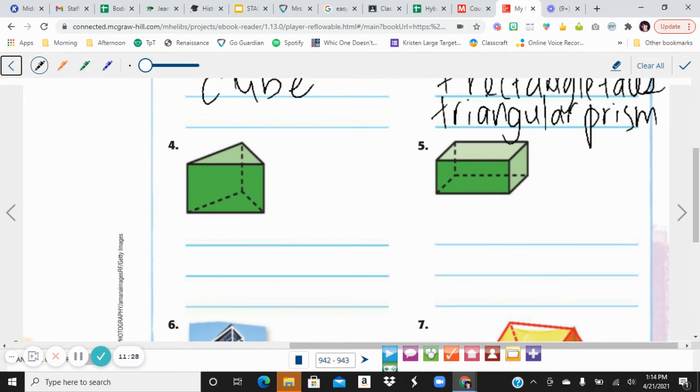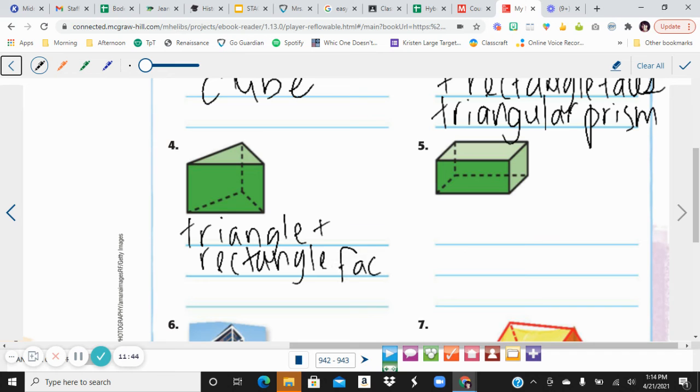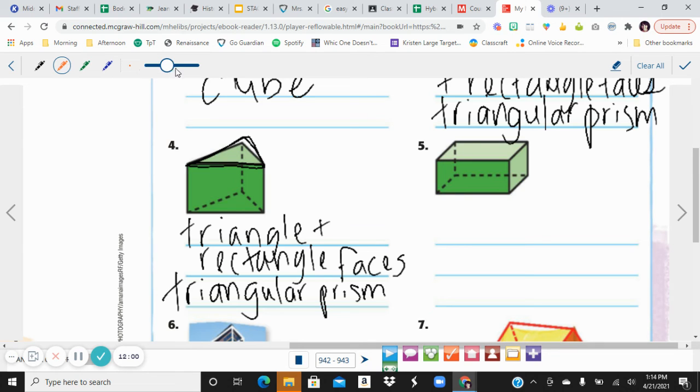I'll go down to 4 and 5. I've got triangle faces and rectangles. So I'm going to say triangle plus rectangle faces. If there is a triangle face at all, which this one has one, it is a triangular prism. If you see a triangle anywhere in your shape, and this one has a triangle right there, it is a triangular prism.